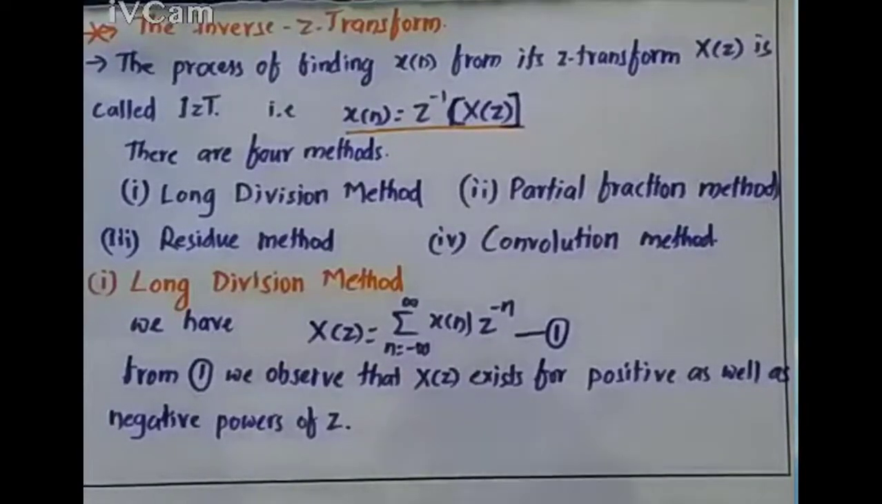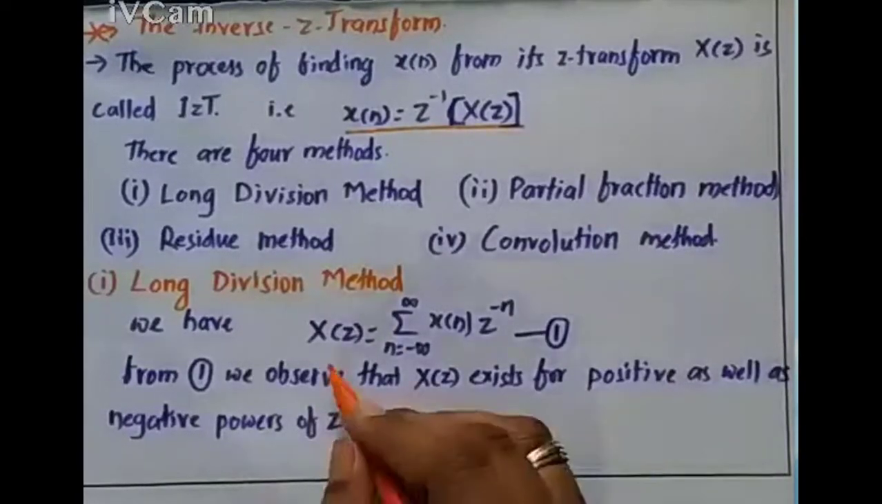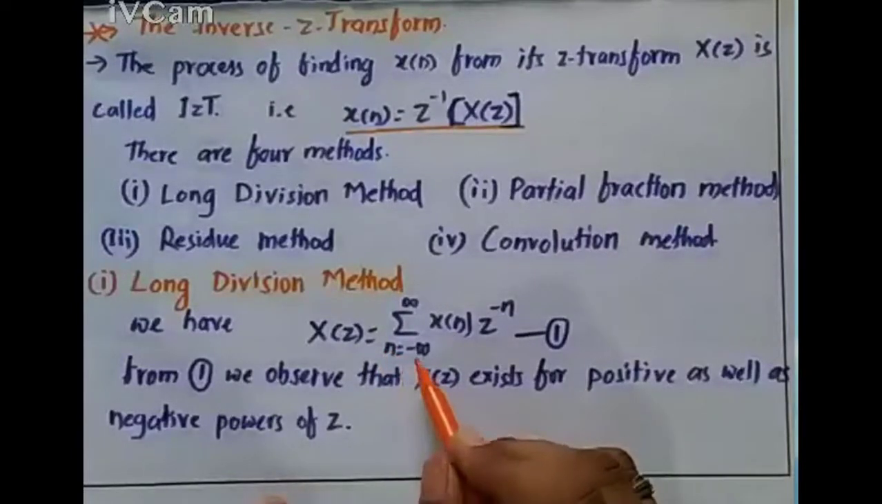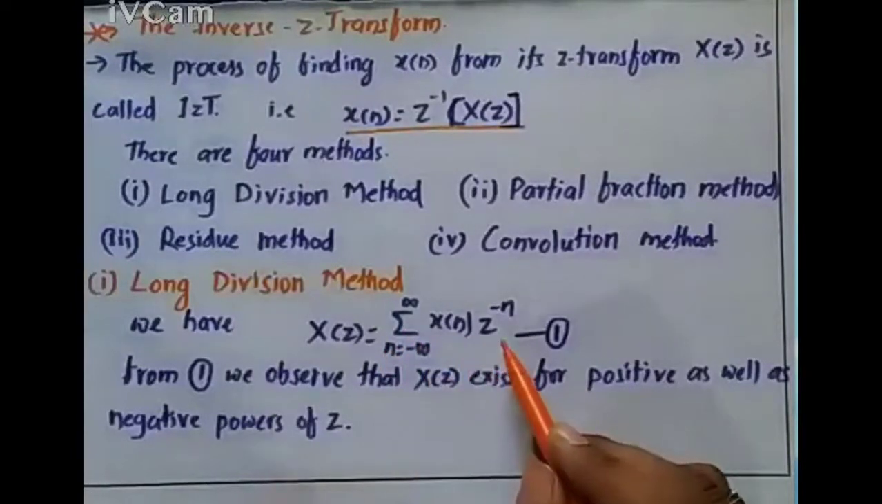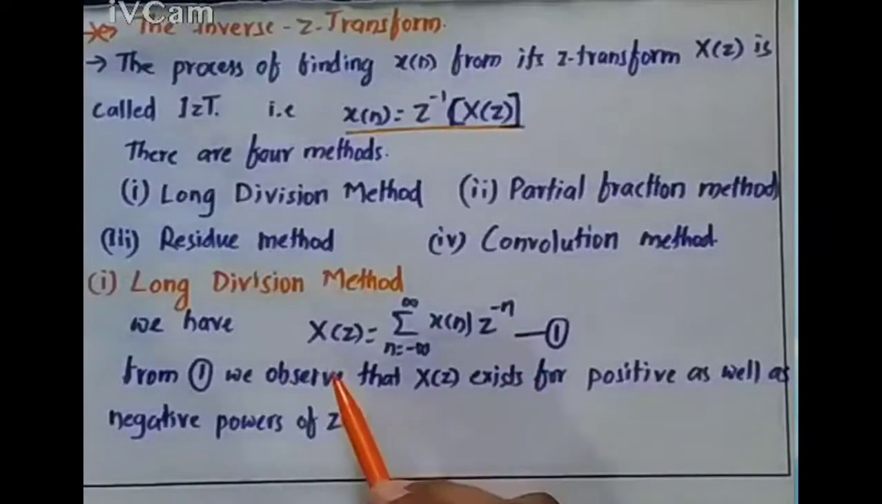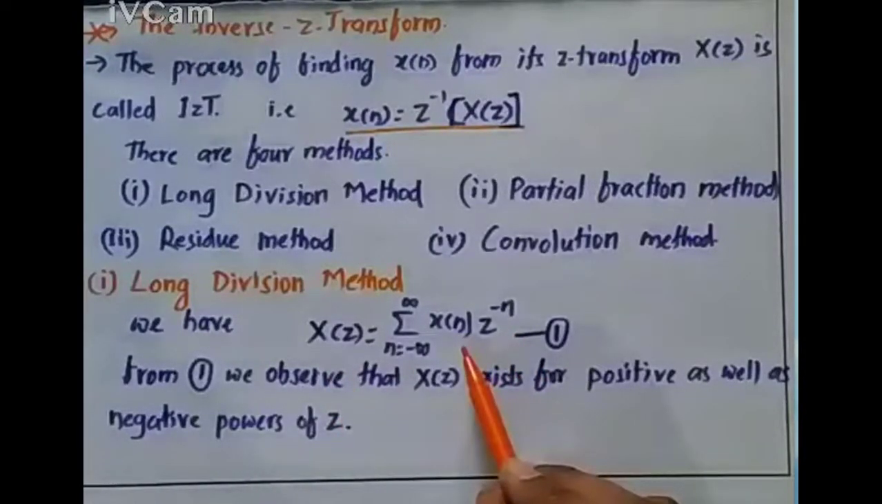So the first method is the long division method. How we develop the inverse z transform in this method, we will see. From the definition of z transform, we have X of z as summation n equal to minus infinity to infinity x of n z power minus n. So this is the simple X of z of the given x of n.